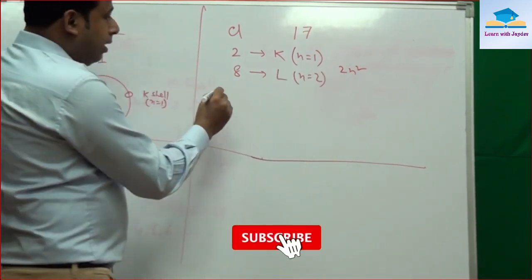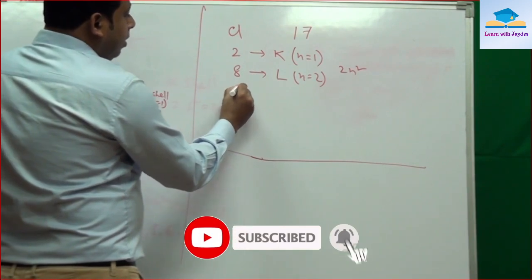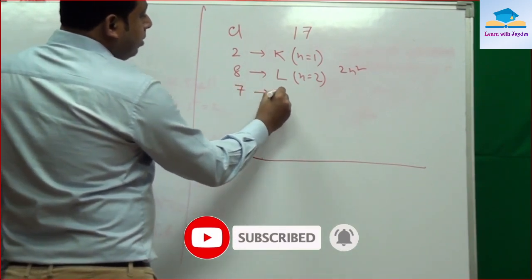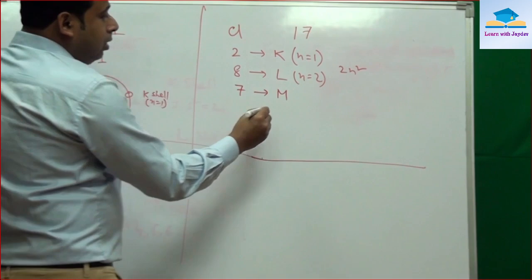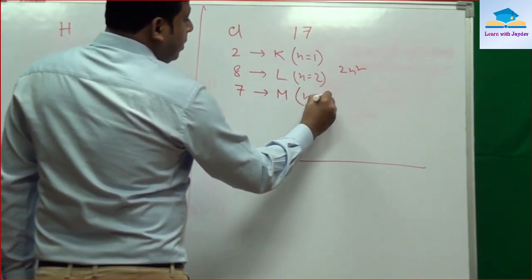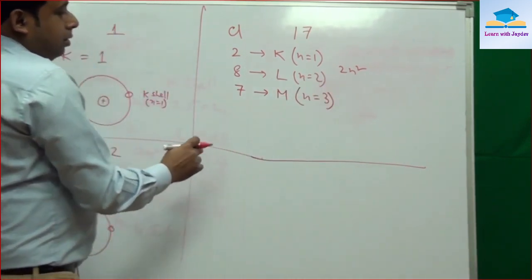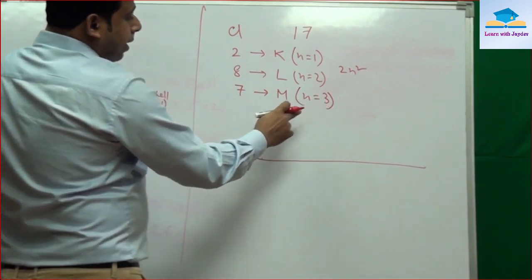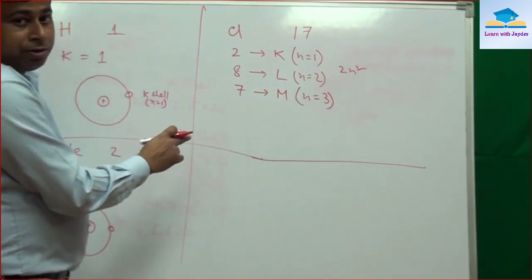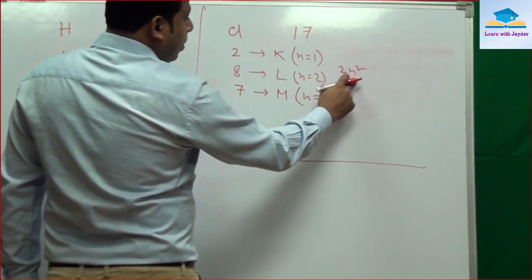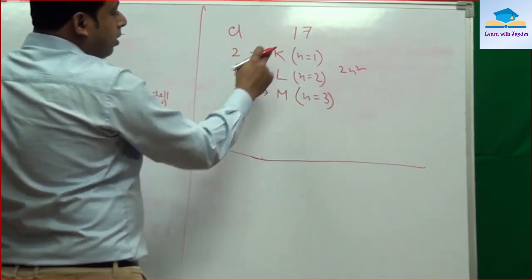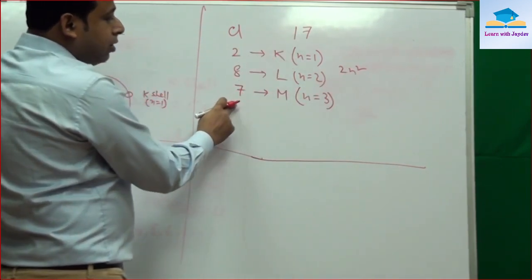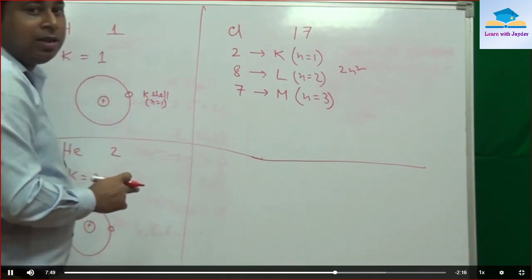So the next cell can accommodate 7 electrons, that is the M cell, which is n equals to 3. n equals to 3 can accommodate a maximum of 18 electrons as per the formula 2n square. And so for chlorine, the last 7 electrons can be accommodated in the M cell.